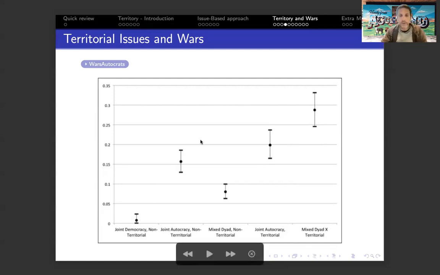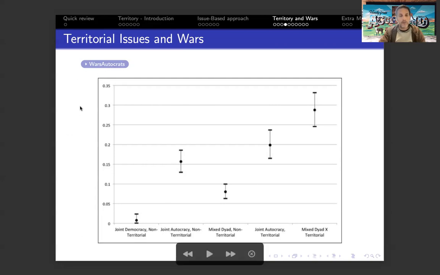Overall, we see that all three of these categories are non-territorial issues, and the probability of going into conflict is lower than the other types. We have here the joint autocracies, but primarily the mixed dyad regimes, which is a democracy and a non-democracy. In a dispute over territory, the probability they will go to war is substantially higher than all the others, right?